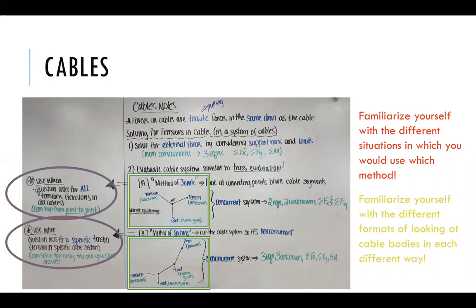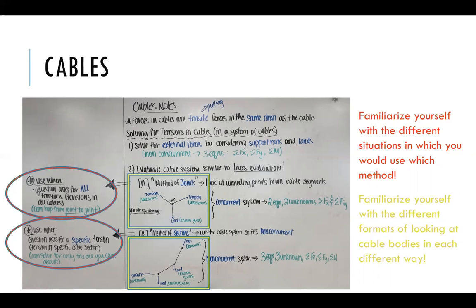So that being said, when we're using cables or ropes or whatever they happen to be in our problem, any force that is on that cable is going to be a tensile force, and it acts in the same direction as the cable. So each cable will only have one force building off of it. You can approximate it into its components, but you don't need to because it's in the direction of the cable.